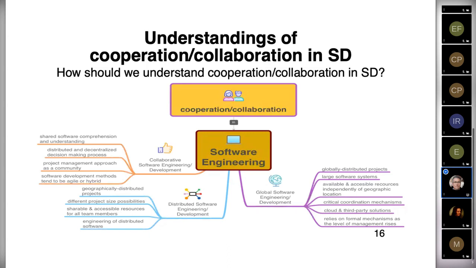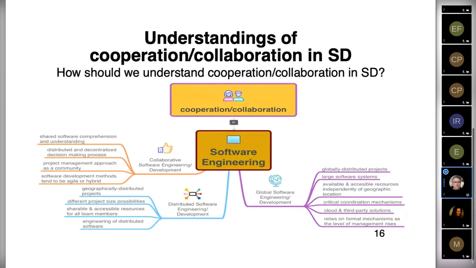The first one is what is known as collaborative software engineering or development. The second one is known as distributed software engineering and development. And the last one is known as global software engineering and development. And I put them precisely from the left to the right of the slide to show you the order in which each understanding of cooperation and collaboration arose over time.